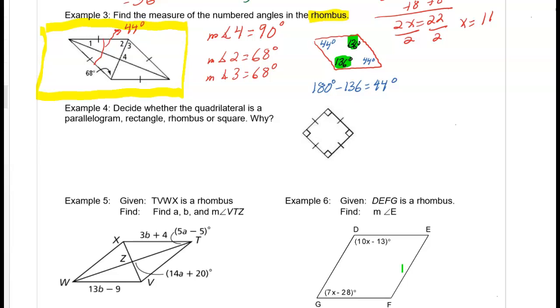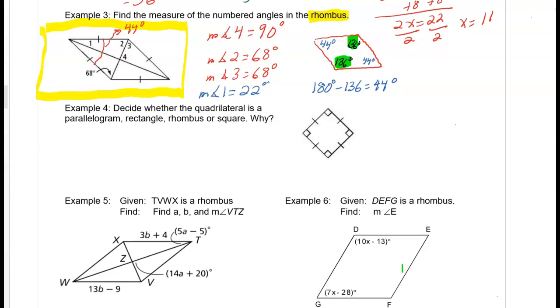The diagonals bisect each other, so the measure of angle 1 is half of 44 degrees, or 22 degrees. Let's take a look at problem number 4. Decide whether the quadrilateral is a parallelogram, rectangle, rhombus, or square.